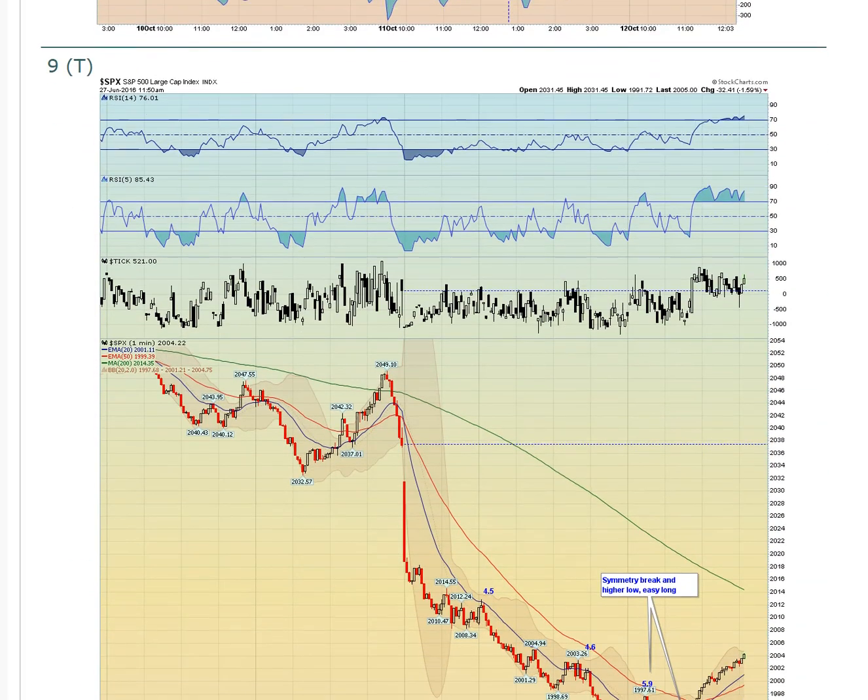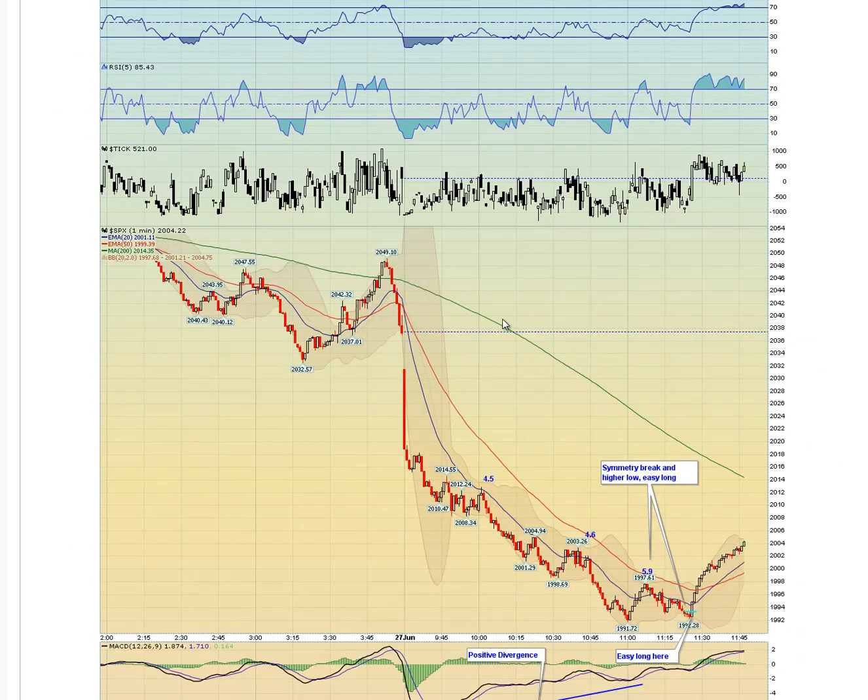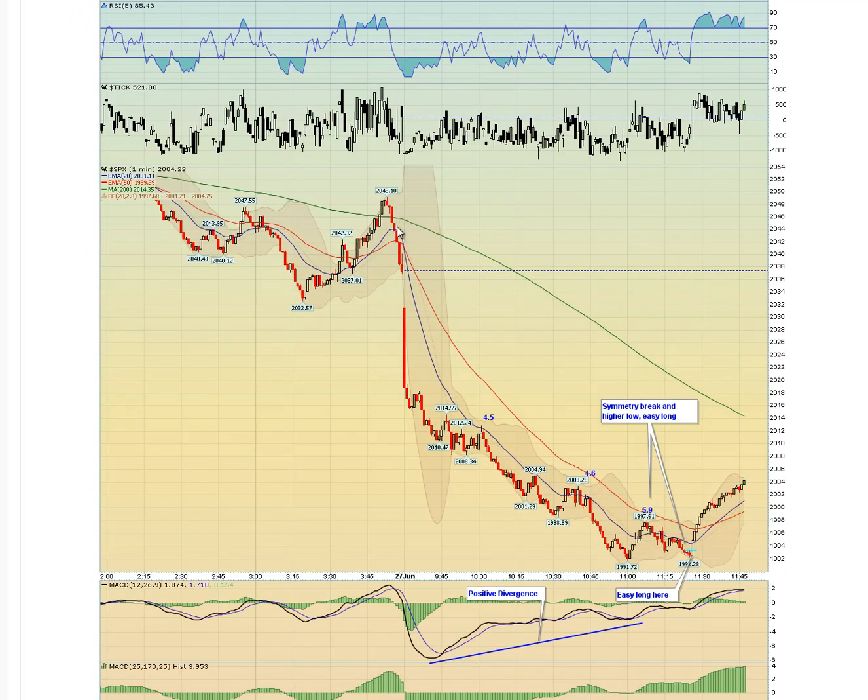So let's take a look at another example. Here's a 1-minute chart. Yes, a 1-minute. So here you can see this big sell-off into this day, June 27th. Bounce here was 4.5 points. Sold off, bounce here was 4.6 points. Now, you may say, hey, that's a break in symmetry. That's where a little of the art comes into place. You have to give a little room. So to me, 450 to 460 is basically identical.